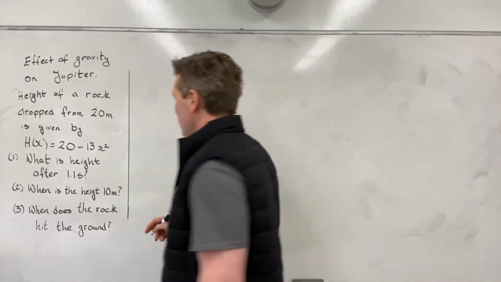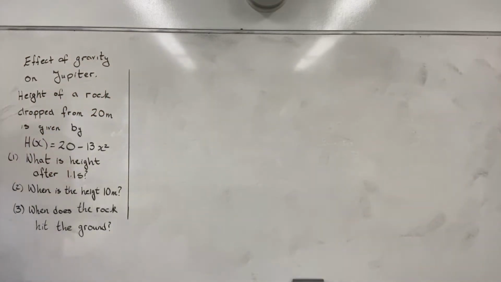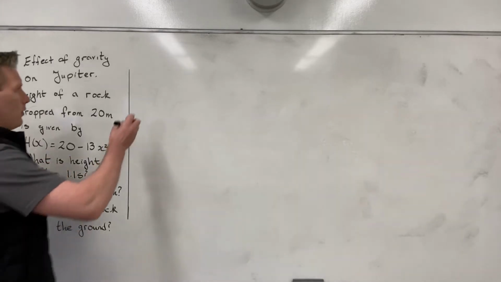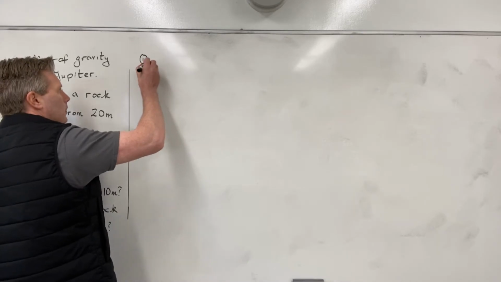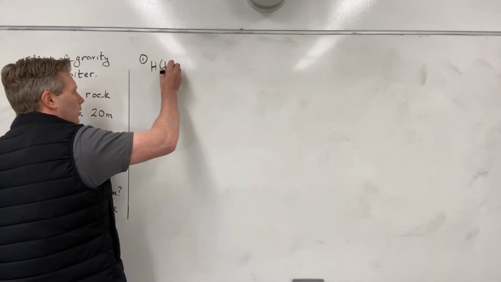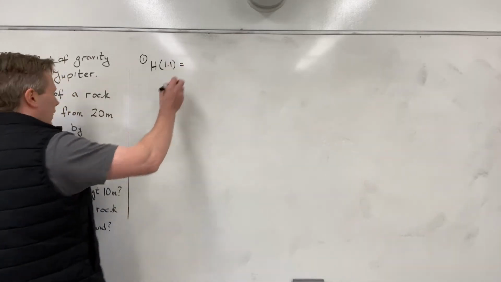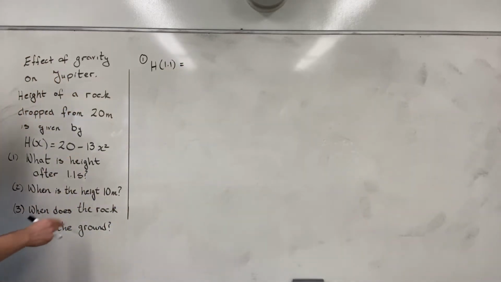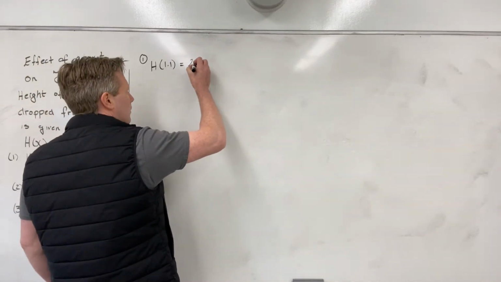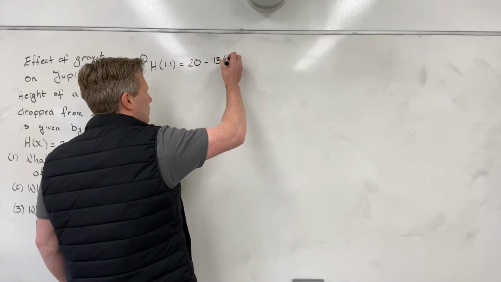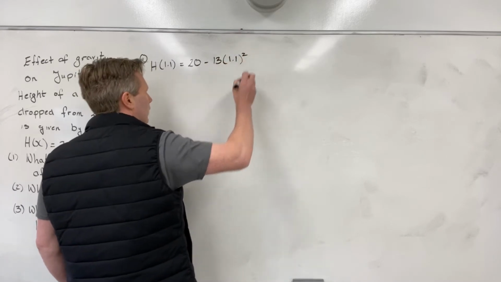So our function, h of x, is equal to 20 minus 13x squared. We want to know what is the height h after 1.1 seconds, so we want h of 1.1. This is part one. Well, h of x is 20 minus 13x squared, so therefore h of 1.1 will be 20 minus 13 times 1.1 squared.